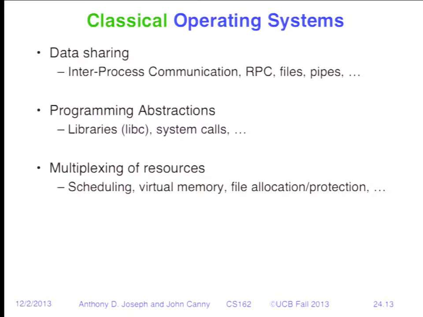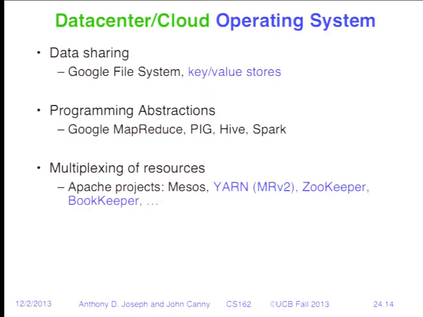So we have to schedule the CPU. We have to manage the limited amount of physical memory that we want to share across all of the processes for their virtual memory. We have the challenge of file allocation and protecting those files from different users. We have many of the same problems in the cloud.